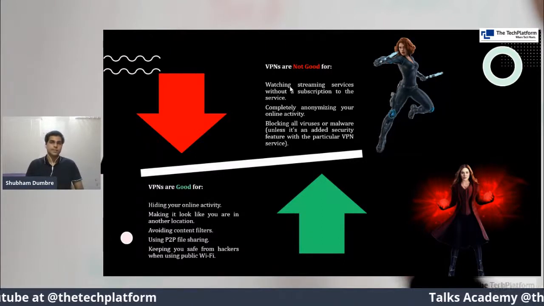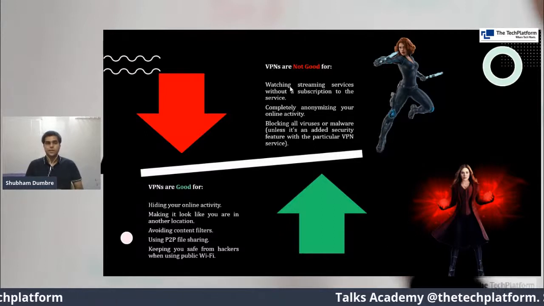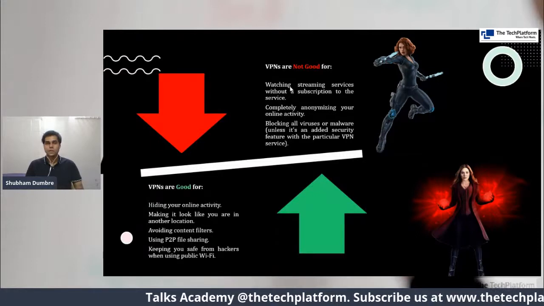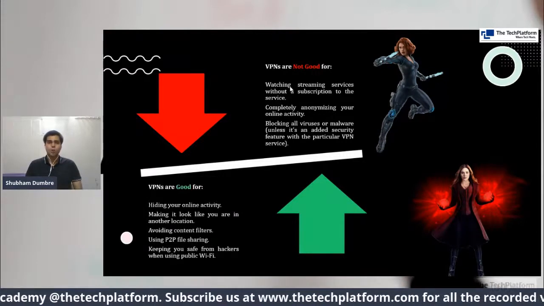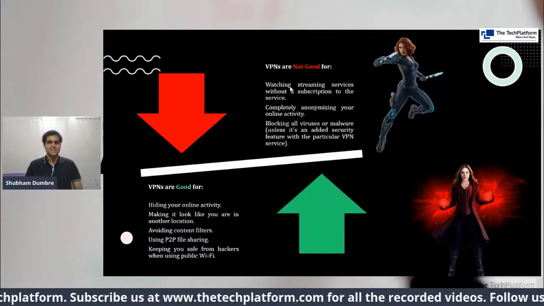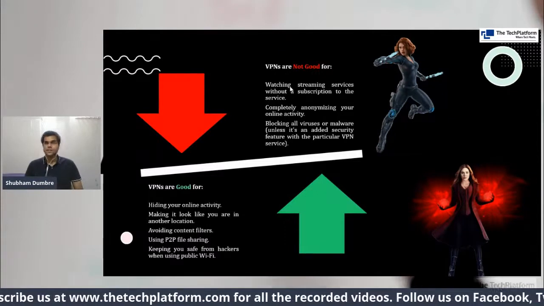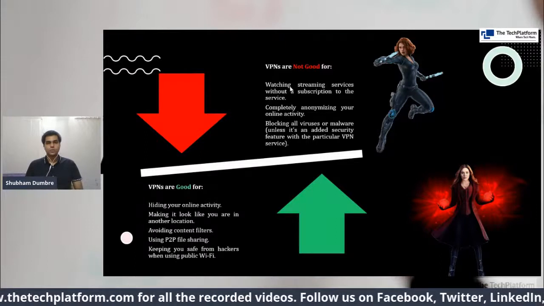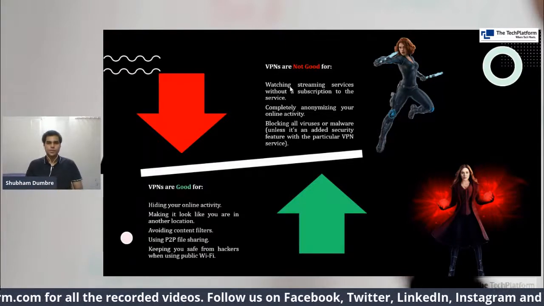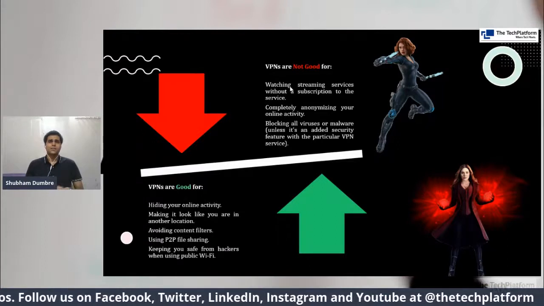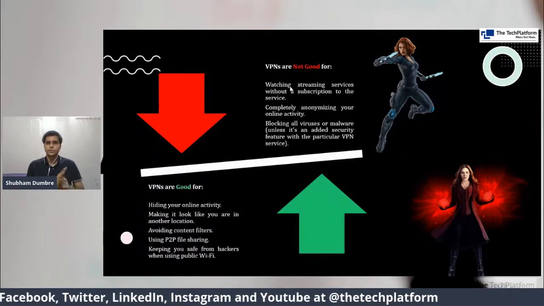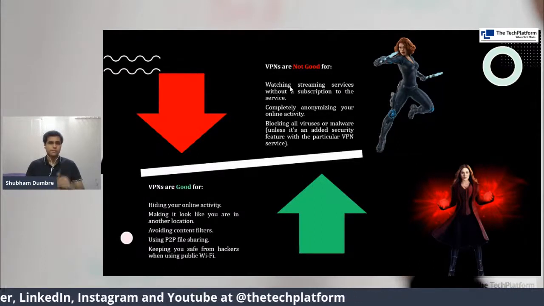As I said, point-to-point connections can be established. So file sharing can also be enhanced using VPNs, and keeping you safe from hackers when using a public Wi-Fi. That's another benefit of having a VPN. Now, VPNs are not good for watching streaming services without a subscription to the service. Yeah, that is very, very mandatory. You don't need to use a VPN if you want to stream any unwanted or unsubscribed content. So VPN is not for that purpose.